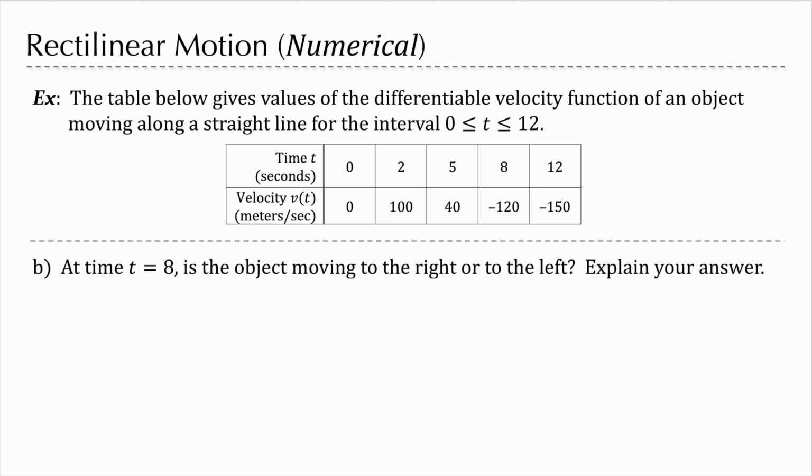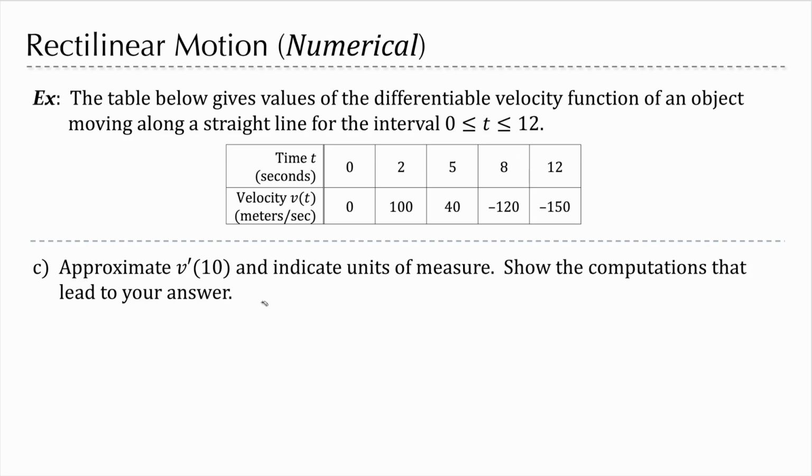Now our next question asks, at time 8 specifically, is the object moving to the right or to the left? Well, clearly we do know about time 8 since that's in our table, and because the velocity is negative, we can easily say that the object is moving to the left. And again, our explanation would be because the velocity is negative.